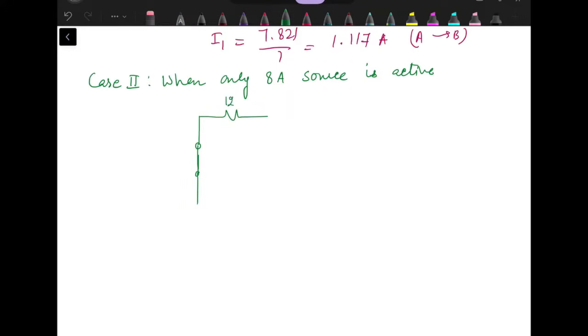And then we have 12 ohm resistance, 5 ohm resistance, 4 ohm, 3 ohm, and here we have the 8 ampere current source.